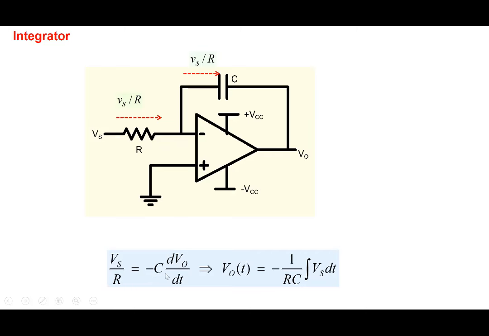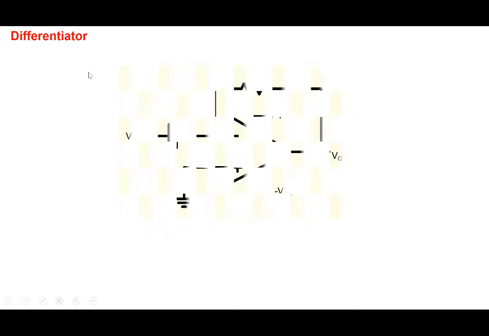We can rearrange this equation as V0 equal to minus 1 by RC integral Vs dt. Whatever voltage we apply here, we get an integral of that voltage at the output node, multiplied of course with a constant 1 over RC. So we can build integrators. If we have a square wave here, we can integrate it to get a triangular wave. Alright, so we can integrate, and we can differentiate also.